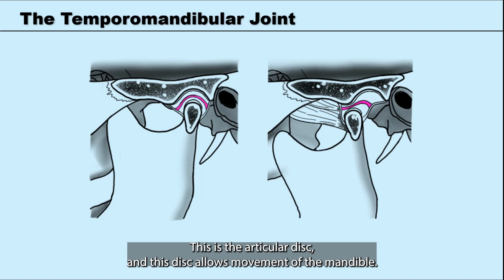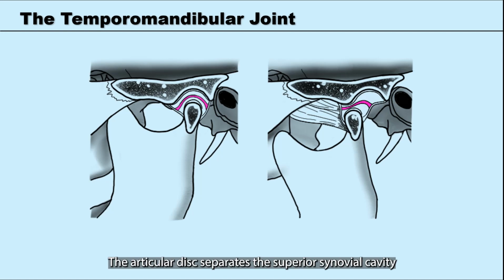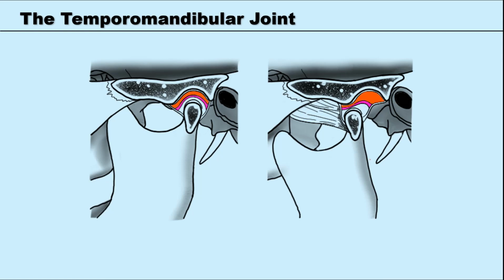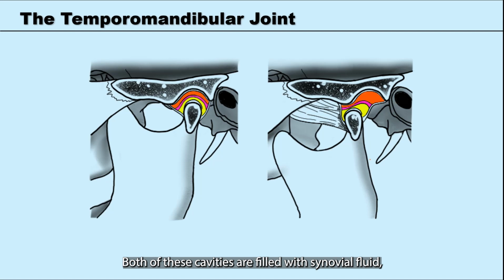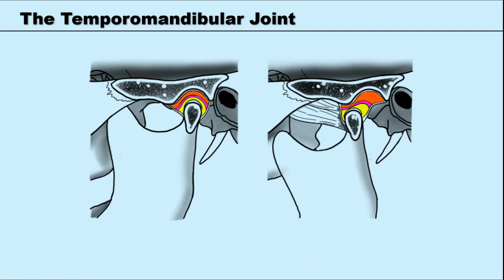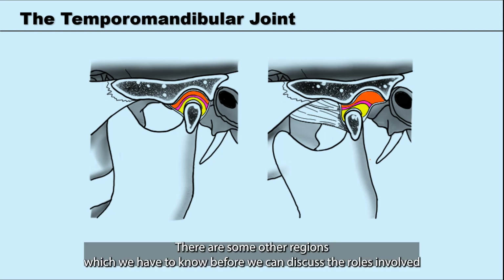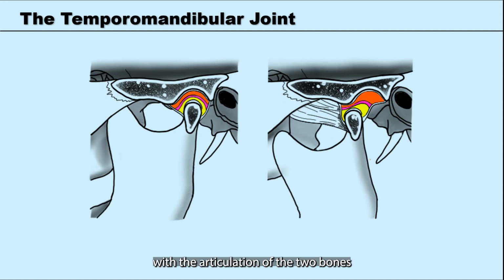This is the articular disc, and this disc allows movement of the mandible. The articular disc separates the superior synovial cavity from the inferior synovial cavity. Both of these cavities are filled with synovial fluid, which acts as a lubricant and a shock absorber to the joint. There are some other regions which we have to know before we can discuss the roles involved with the articulation of the two bones.